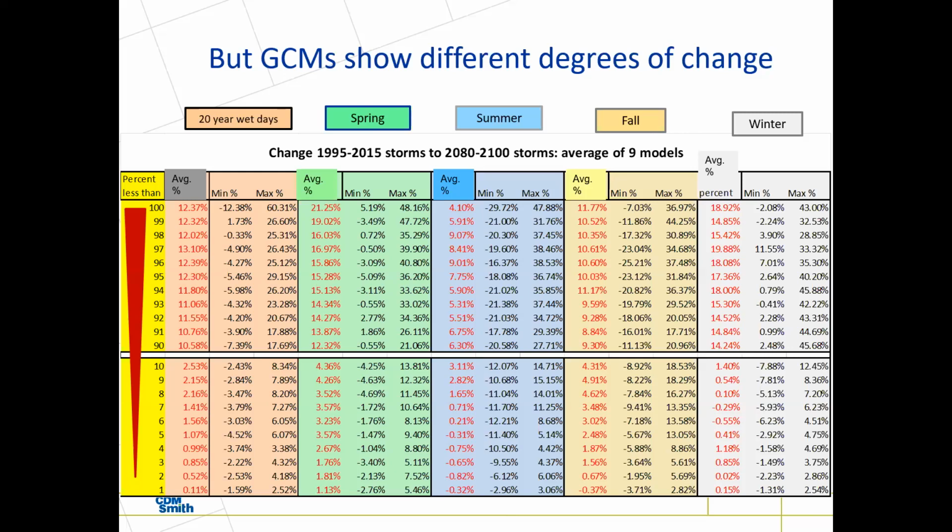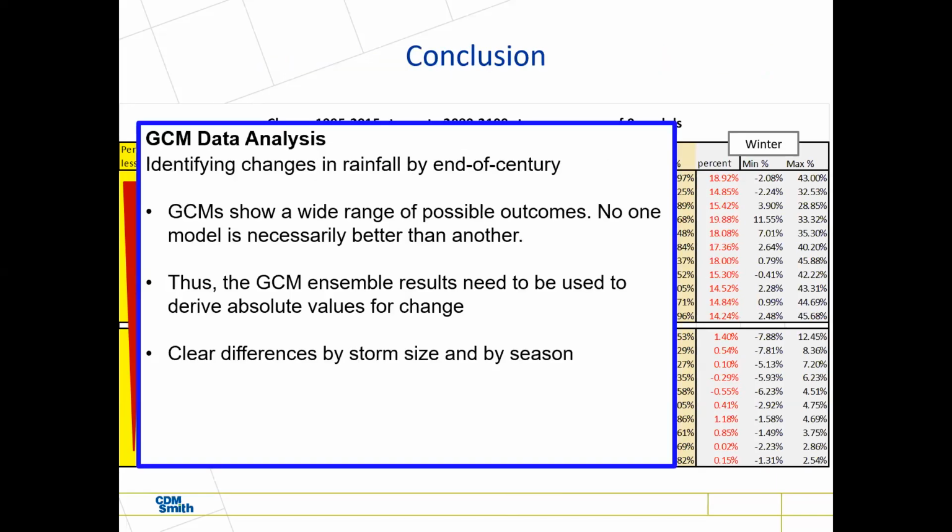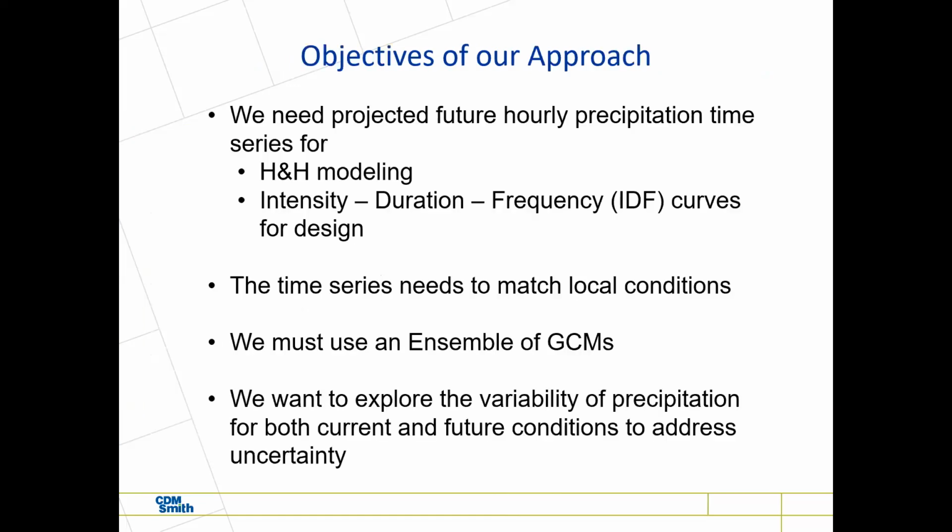So this is the kind of variability and uncertainty that you're going to have to deal with, and it's something I'll talk about in the second webinar a little bit. But it's clearly something that suggests that you need to use more than one model, because otherwise you have no idea which model to choose. They show a wide range of possibility. No one model is necessarily better than the other. We need the ensemble, and you can see that there's a clear difference by storm size and by season. So these are very, very important conclusions.